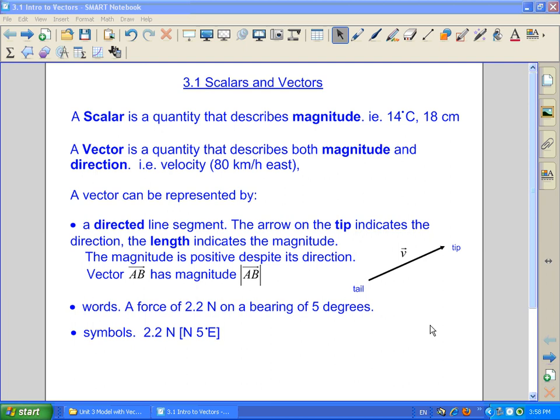Hello class and welcome to lesson 3.1. We're starting our third unit in our course and we're dealing with vectors.